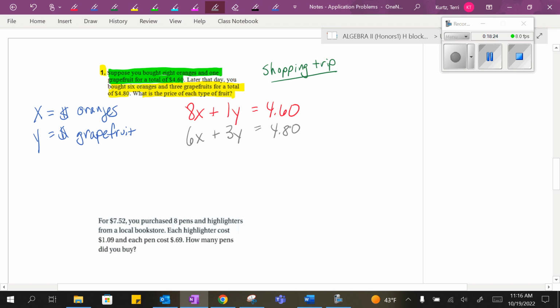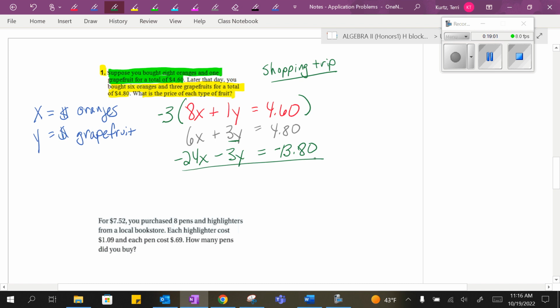Okay, so now we want to solve, and on these I actually do like to use elimination, especially with all the decimals. I just feel like sometimes it makes it easier. I'm just going to multiply this top equation by negative 3. So hopefully you can see there, doing that, I'm going to get these y's to cancel out. Okay? So if I multiply that and bring it down here, I get negative 24x minus 3y equals 4.60 times 3 is going to give me negative 13.8.